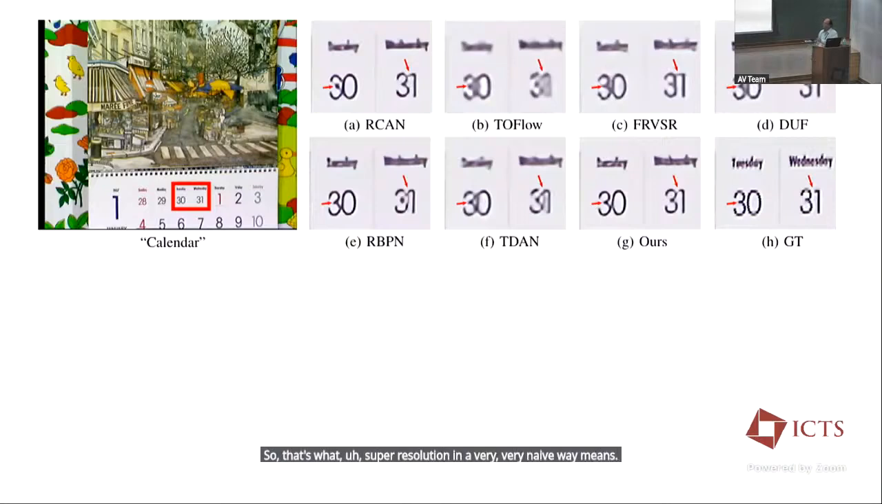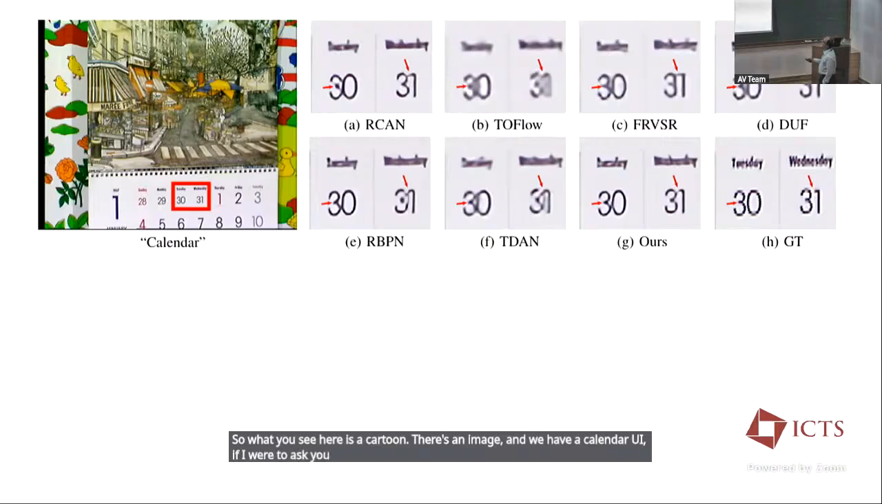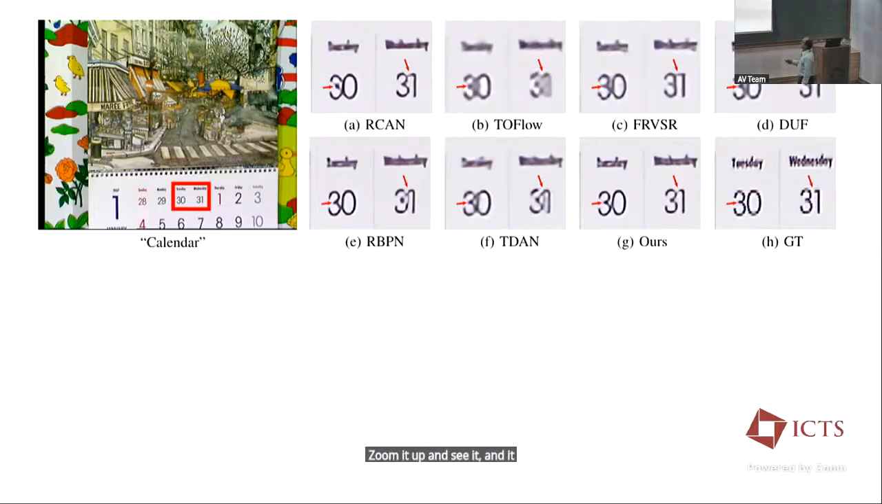So let's look at some of the standard benchmark examples. What you see here is a cartoon. There's an image, and we have a calendar. If I were to ask you to read it, probably you would need a lens to zoom in and see it, and it is not very clear. It's blurry.